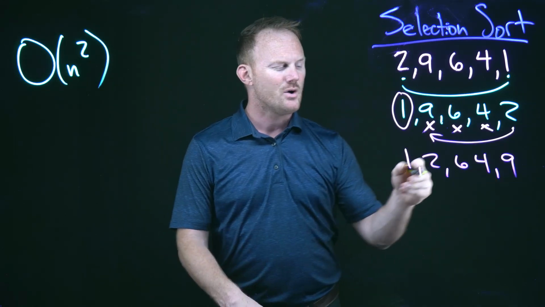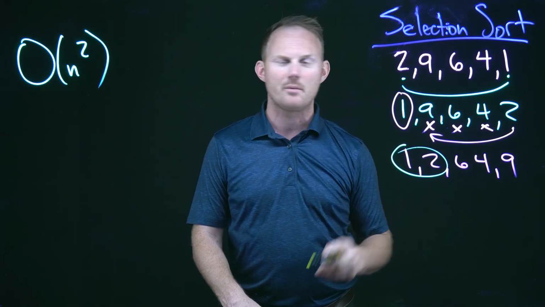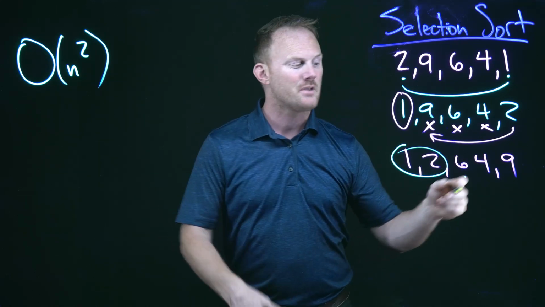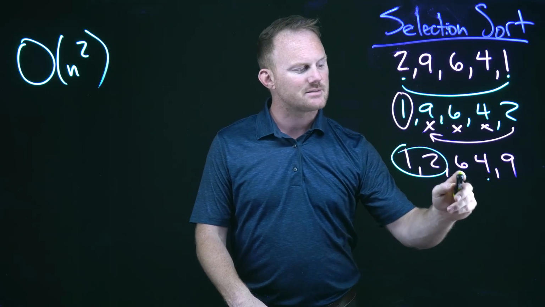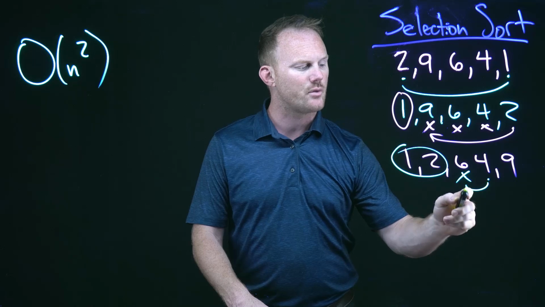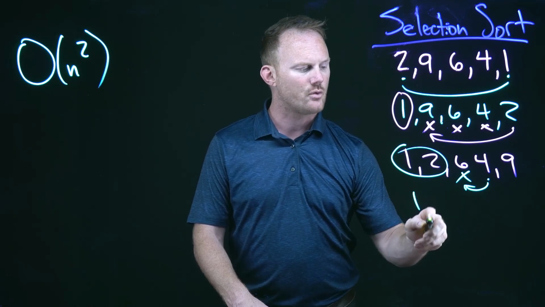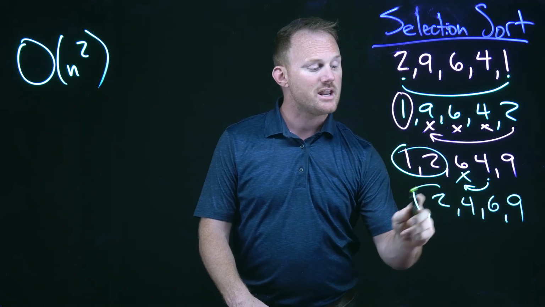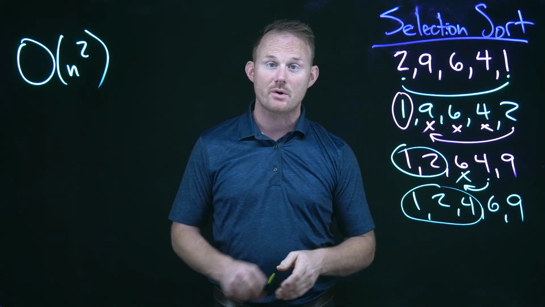We'll go through it again. We know that these two are in the right place. So 6, that is our smallest number right now. Check it against 4. It is smaller, so now we are on the number 4. Is 9 smaller? It's not, which means we're going to swap these two. So we're left with 1, 2, 4, 6, and 9. We can guarantee that these three numbers are in the correct order.